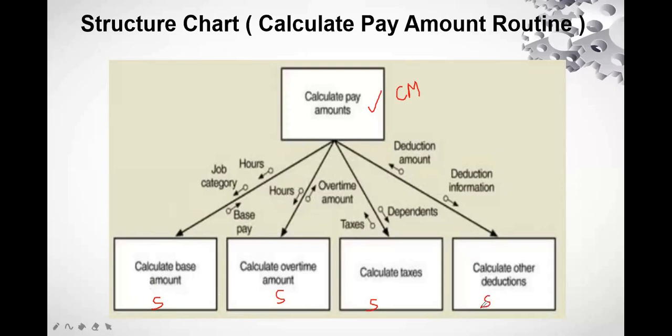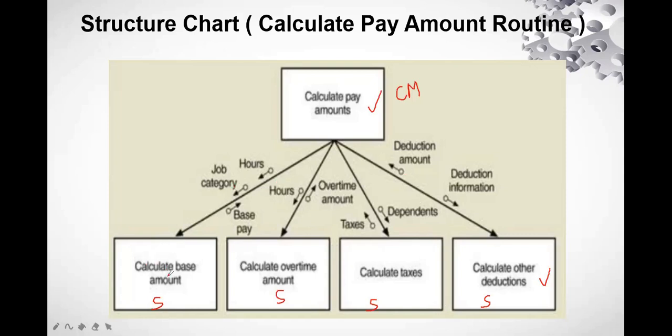With the help of this, I have decomposed the complete process into four tasks which can be easily accomplished. Calculate base amount, first of all. Then I'll calculate the overtime amount. Then I'll calculate the taxes for the employee. And then I'll calculate the deductions. And then finally, with the help of these, I'll get the complete pay amount.